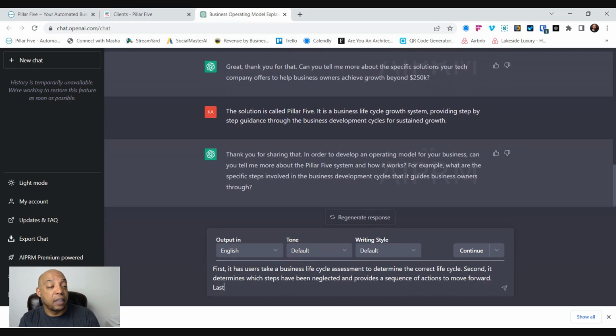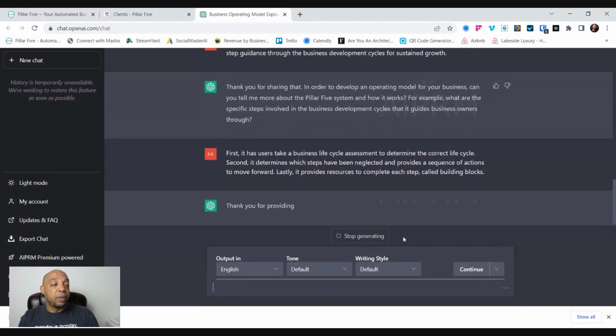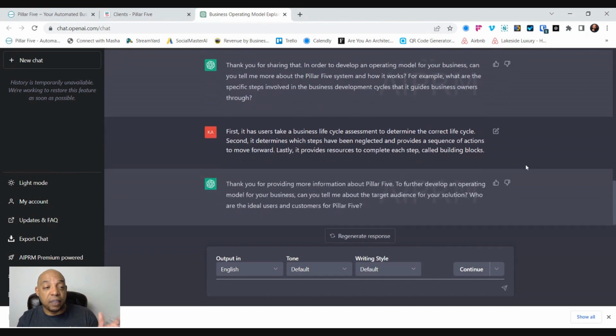And then lastly, it provides resources to complete each step. You can call those building blocks. Okay. I'm trying to be as specific as possible, right? I'm not just creating some lemonade stand.